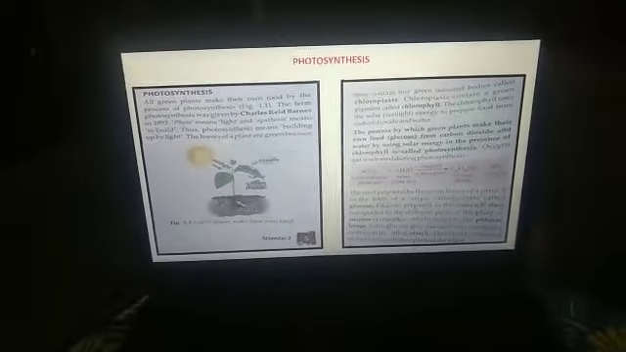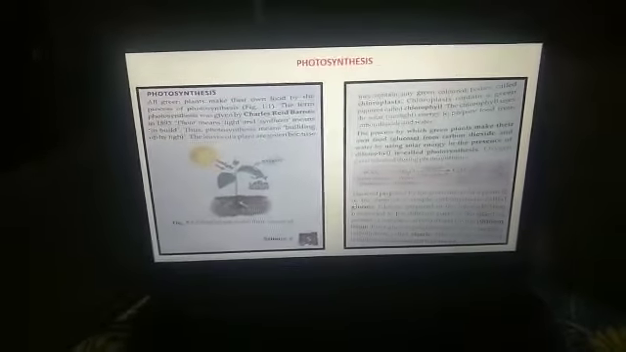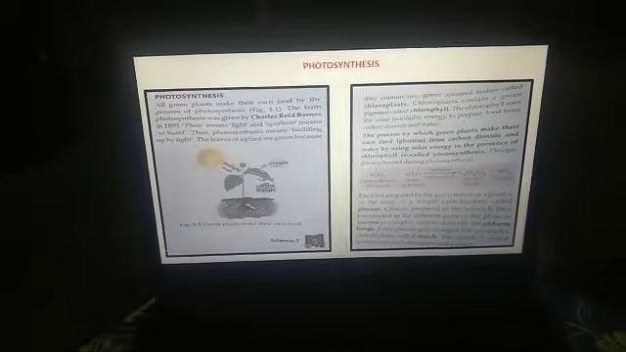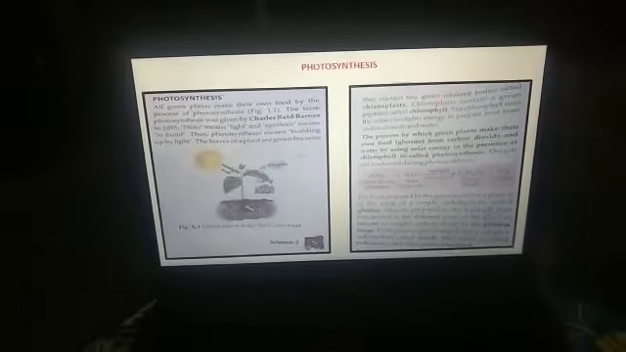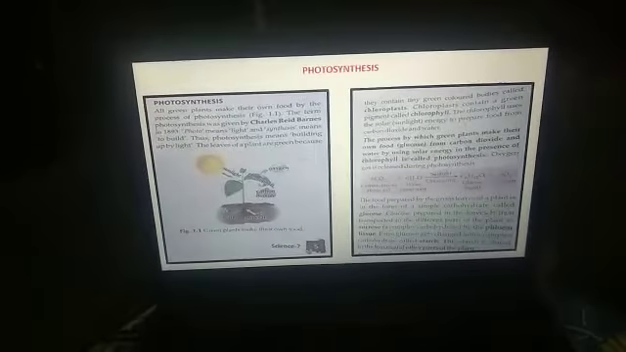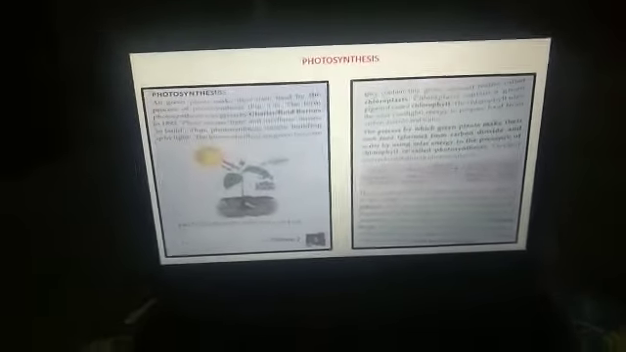Now children, you all know that the food is prepared in the form of glucose. Glucose is actually the simplest form of carbohydrate. Now this glucose, which is prepared in the leaves of the plant, will it remain in the leaf itself? No, it will not remain in the leaf. It will be transported to each and every other part of the plant body.